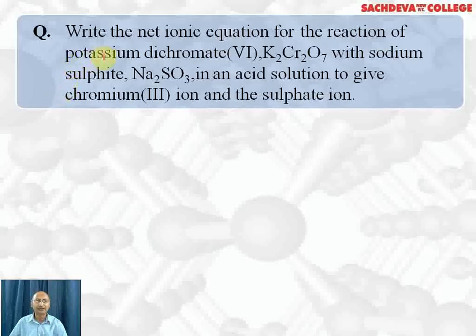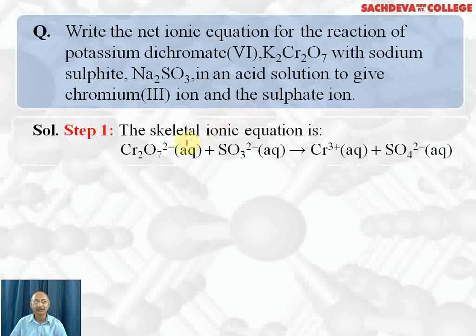Let's take up this question. Write the net ionic equation for the reaction of potassium dichromate with sodium sulfite in an acidic solution to give chromium plus 3 ion and sulfate ion. So first we write the equation.